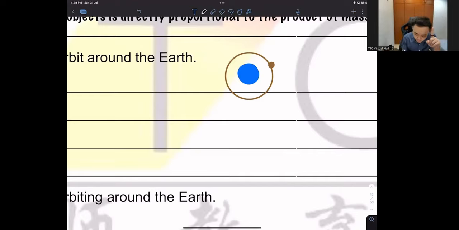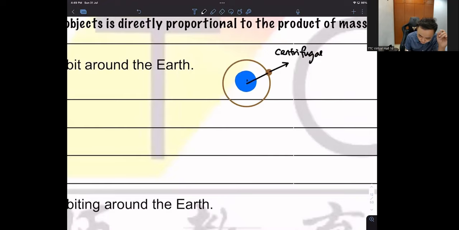Exactly. Now, the outward force is the one I mentioned before. This is a bit off syllabus, but I let you know so that you understand more. We call this a centrifugal force. So, what is stopping the moon from getting thrown outwards? What is stopping the moon from flying away? That is the thing here. You got one more pair here. This is called a centripetal force.